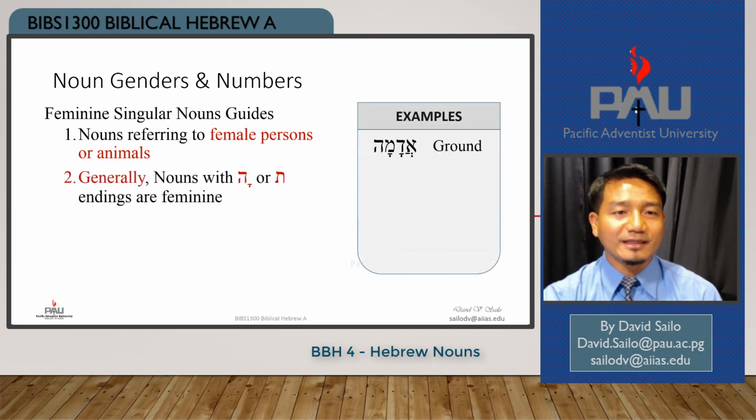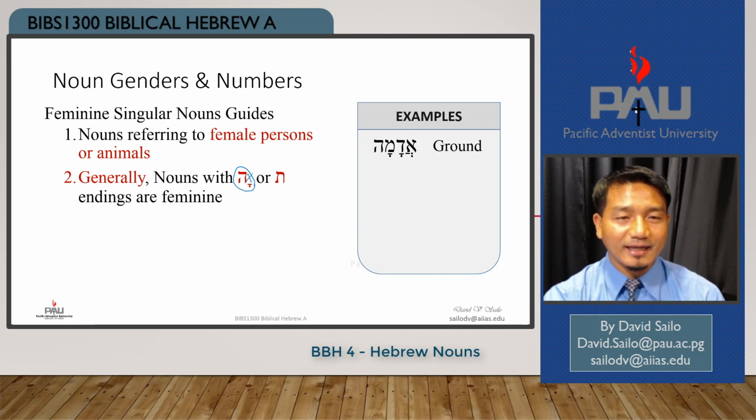And generally, a noun with, we already see that. We'll have another letter here. So we'll have kamets and he. If you have kamets he at the end, you could certainly already guess that this is a feminine noun. Or it'll have a tav. Okay, it will have tav. So if it has that, then you are already sure that it is a feminine noun.